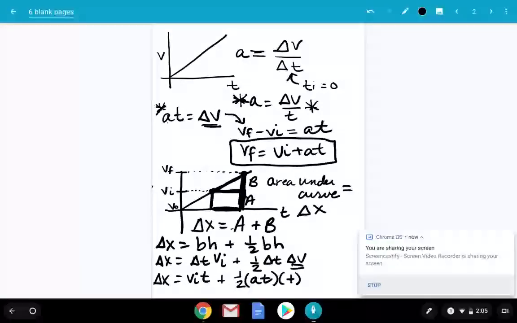Now, if I simplify this, I'm right at the bottom of my page. I don't know if this is going to work. We'll see. Delta X equals VIT plus 1/2 AT squared. There's my formula. That's my second one of the big three. It comes from using that other quantity from the graph that is so important to us, the area under the curve. Okay, so the first one, VF equals VI plus AT, and delta X equals VIT plus 1/2 AT squared. Those are the two.